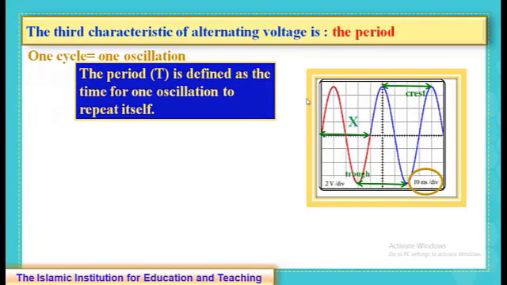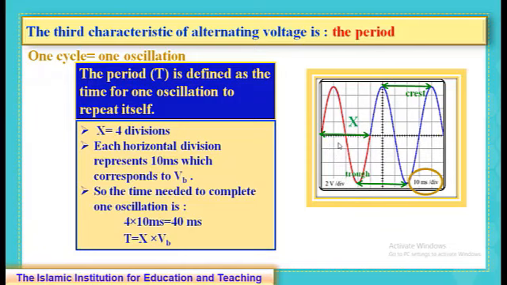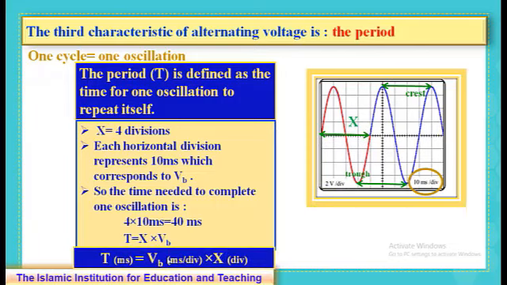So the period T is defined as the time for one oscillation to repeat itself. Given VB or time base is equal to 10 milliseconds per division, each horizontal division holds 10 milliseconds. So the time for this cycle is 10 plus 10 plus 10 plus 10, which is 40 milliseconds, or we can calculate it the other way around: the number of the horizontal divisions for one cycle multiplied by VB. Then we get this formula: period T is equal to VB multiplied by X, the number of the horizontal divisions for one cycle or one oscillation.